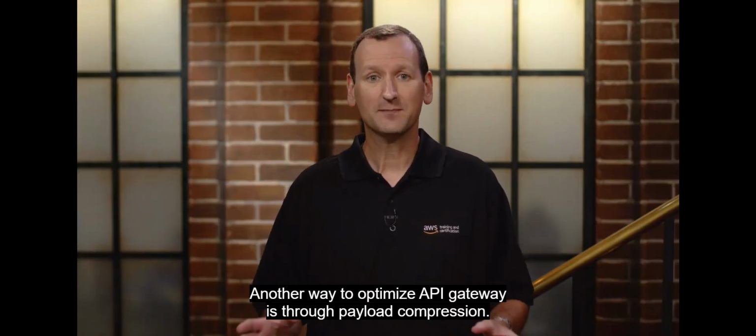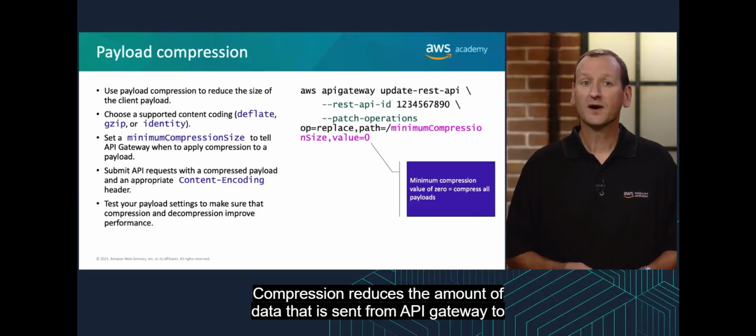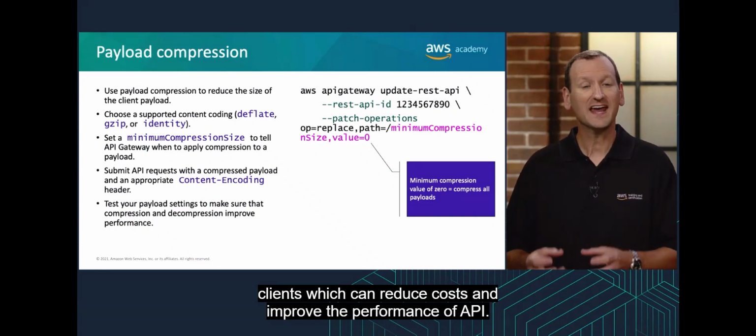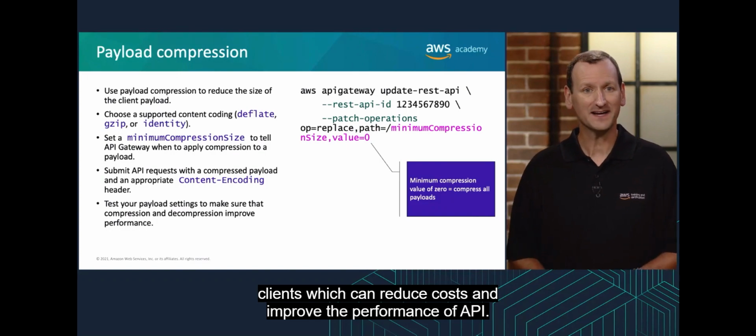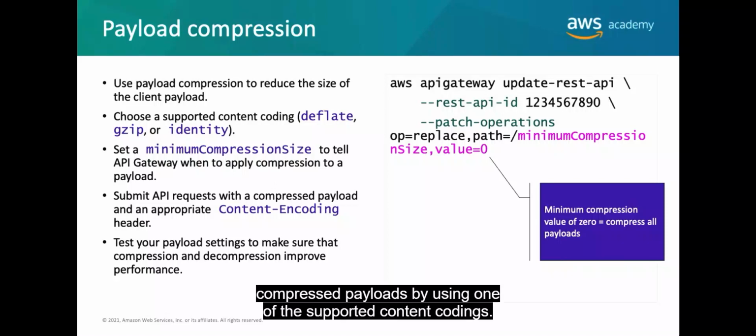Another way to optimize API Gateway is through payload compression. Compression reduces the amount of data that is sent from API Gateway to clients, which can reduce costs and improve the performance of your APIs. API Gateway allows your client to call your API with compressed payloads by using one of the supported content codings.